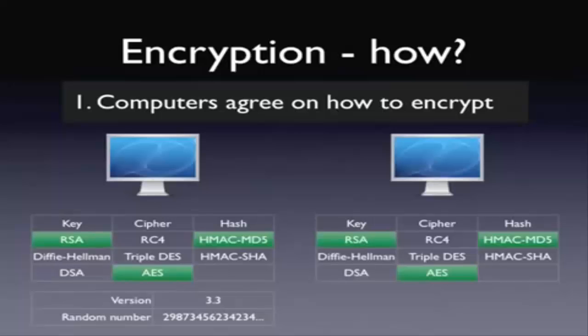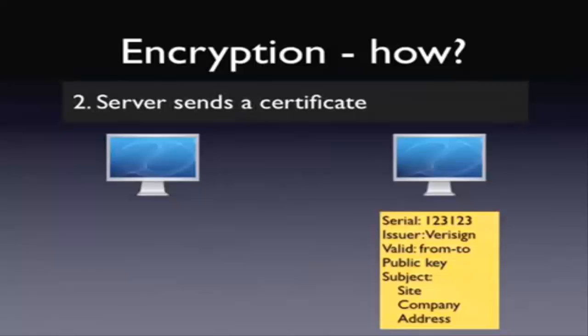Now once the client sends that message, the server then sends a hello message back to the client saying, I choose this key, this cipher and this hash method. So now they've agreed, the client has said this is what I can do, the server said right, I pick these, and now they're ready to go on to the next stage. Now the next stage, the server sends a certificate to the client.